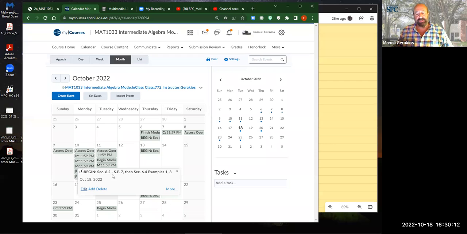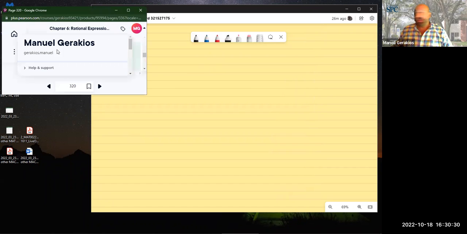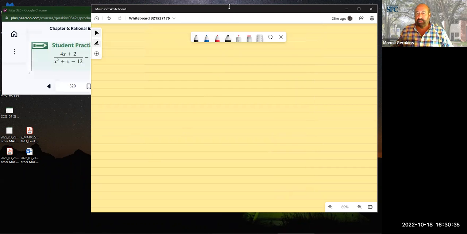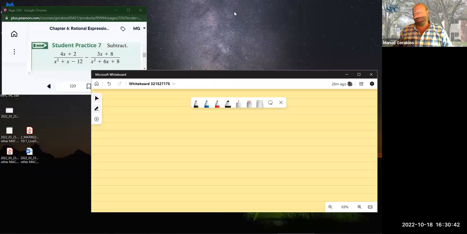almost done with section 6.2. I would like to conclude section 6.2 from our calendar. I want to work on student practice number 7. So let's shoot over there. Here's our textbook, and I've got this preloaded for us. And here's a whiteboard for us to work on, okay? As if we're actually in the classroom, thanks to the wonders of technology, all right?